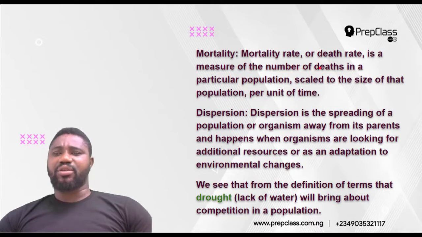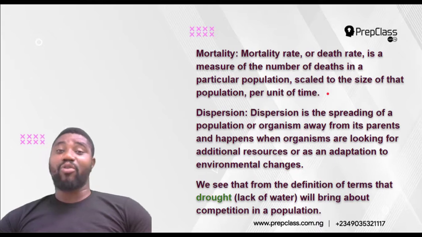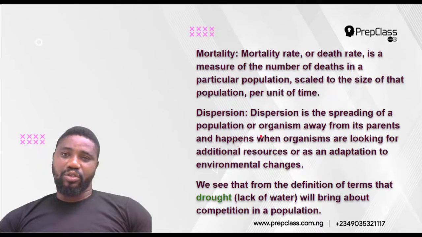Mortality. Mortality rate or death rate is a measure of the number of deaths in a particular population, scaled to the size of that population per unit time. Death will not bring about competition, rather, it will even reduce the competition, because when some organisms die, the remaining ones that are alive have more resources to live on. Dispersion. Dispersion is the spreading of a population or organism away from its parent, and happens where organisms are looking for additional resources or as an adaptation to environmental changes. Of course, dispersion will not bring about competition because the organisms are taken away from their parents, away from the competition. So there will be little competition.